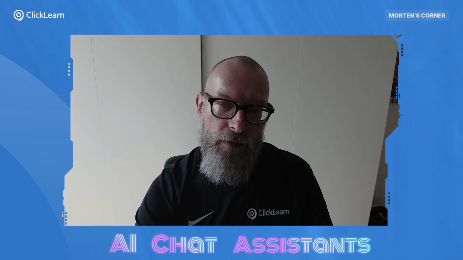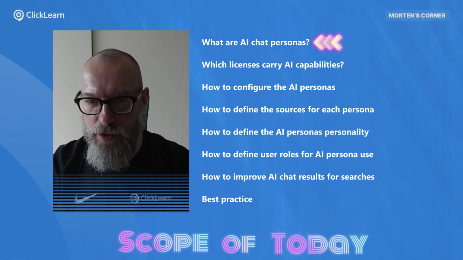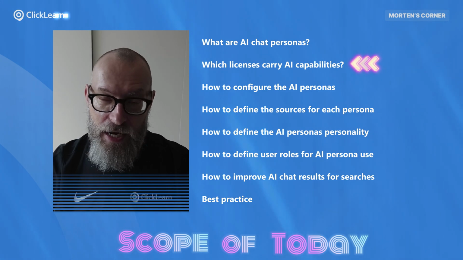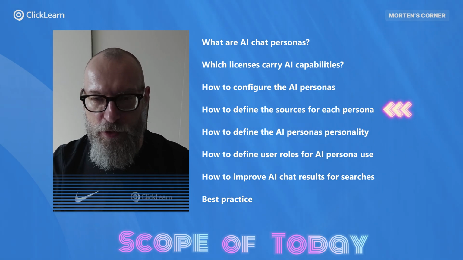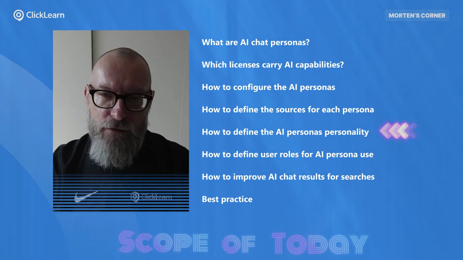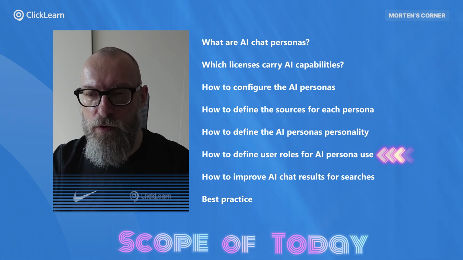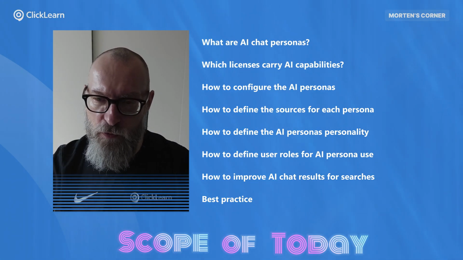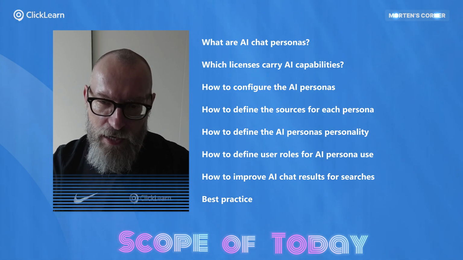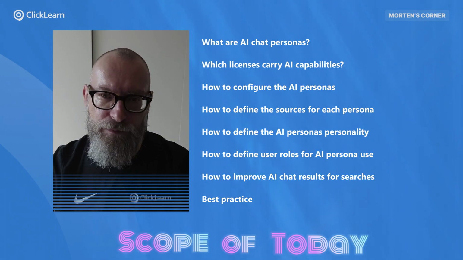In today's video we'll talk about the AI chat assistants. And in the scope of today we'll discuss what AI chat personas are, which licenses carry AI capabilities, then we'll discuss how you can configure the AI personas, how you define the sources for each of the personas, and how you define the AI persona's personality. And then we'll discuss how you define roles for the AI persona use. Then we'll talk about how you can improve the AI search results when you discuss with the AI chat. And then we'll talk a little bit about best practice and the way to use it and so forth.